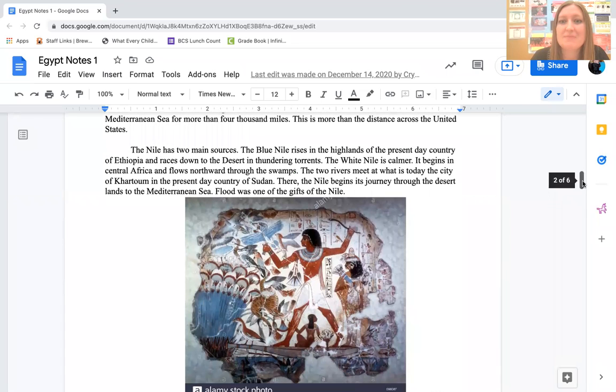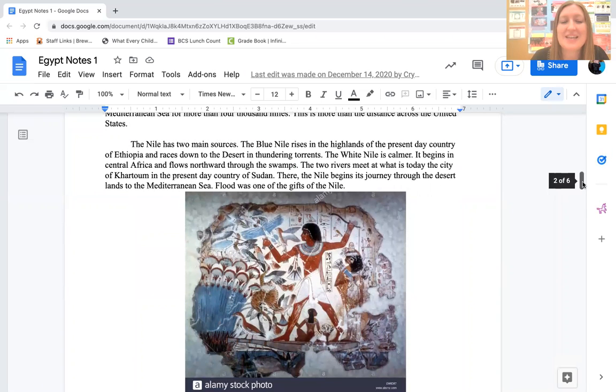The two rivers meet at what is today the city of Khartoum in the present-day country of Sudan. There, the Nile begins its journey through the desert lands to the Mediterranean Sea. Flood was one of the many gifts of the Nile. So because it's bringing that silt, that rich, fertile soil, flooding, very helpful. Water source, very helpful. The birds would go there.